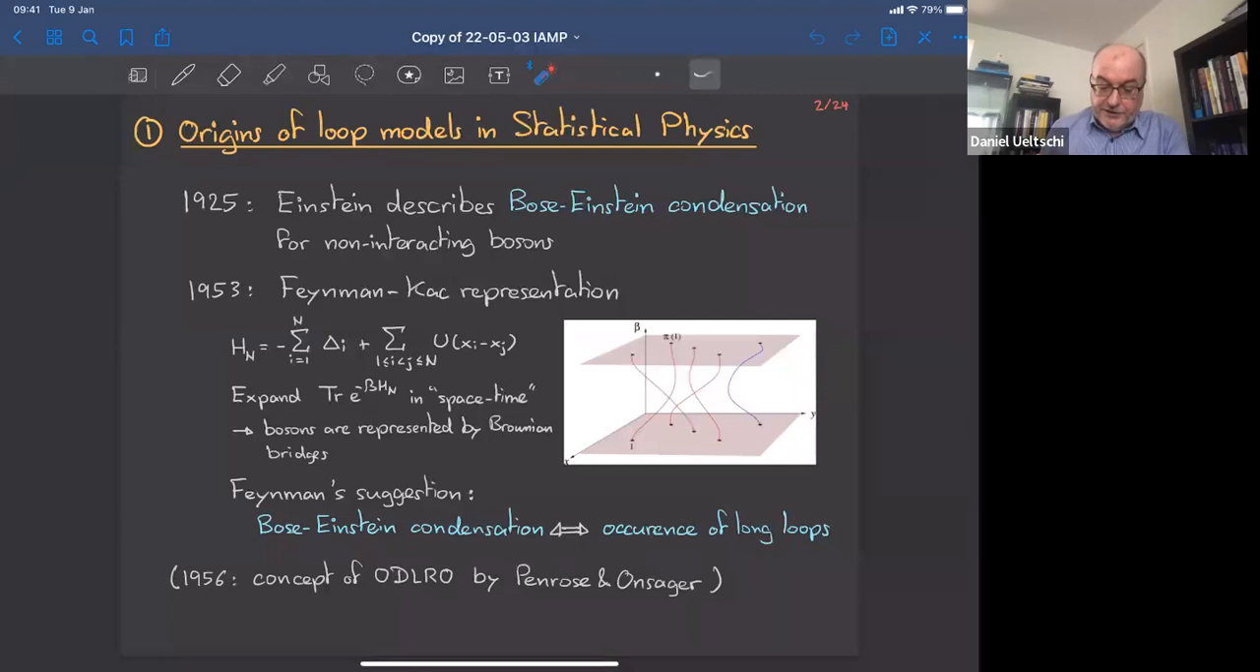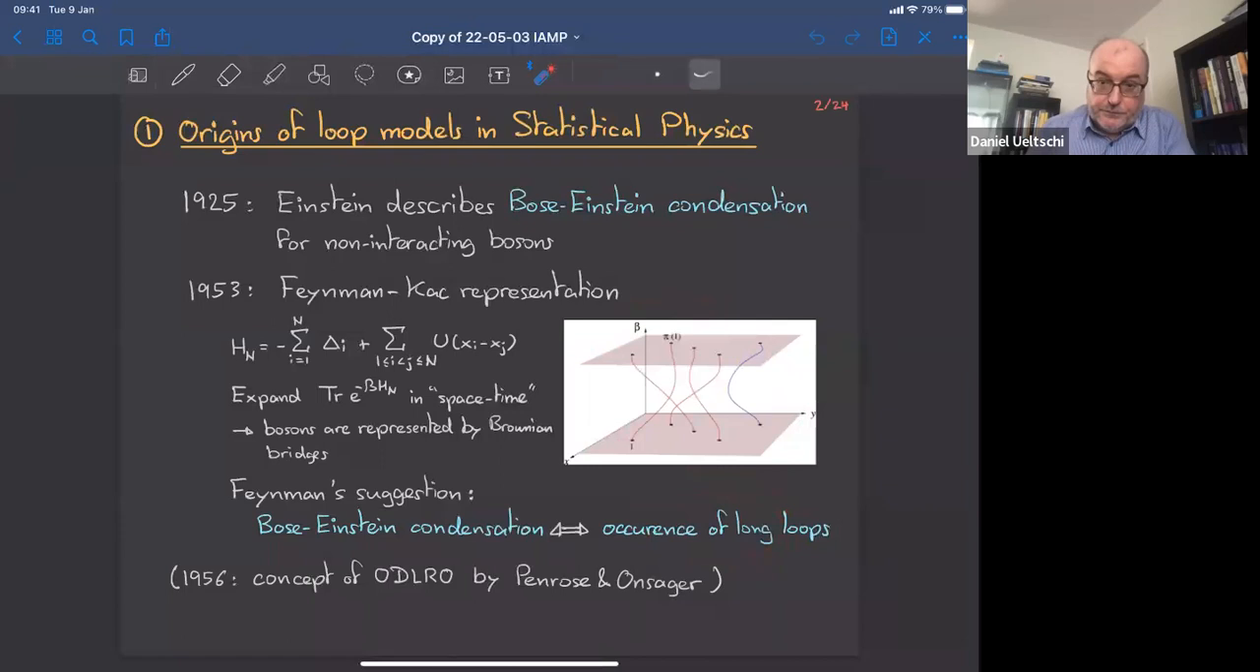Let me describe it a little bit. The Hamiltonian for n bosons is over here. It's a sum of Laplacians for the kinetic energy of each particle and a sum of pair interactions. One can expand the trace of exponential minus beta H in terms of Brownian bridges. So here you have a picture. This is supposed to represent the space over here. Two dimensions is simpler to represent. We integrate over the positions of the particles, we sum over permutations of these points, and integrate over Brownian bridges. Everything is weighted in a complicated way according to interactions. In any case, this is a probability measure on those paths or loops. And the suggestion of Feynman is that Bose-Einstein condensation corresponds to the occurrence of long loops.